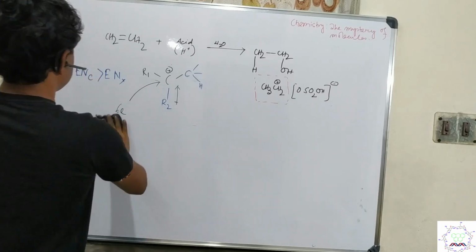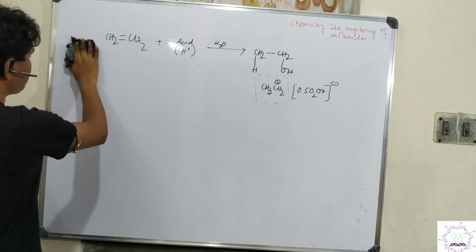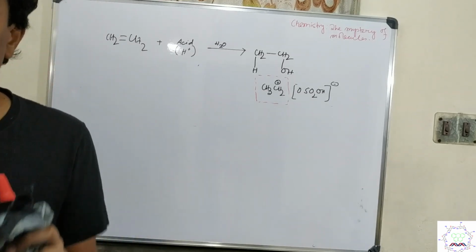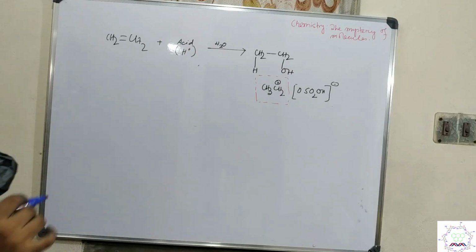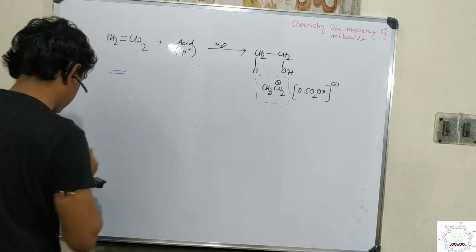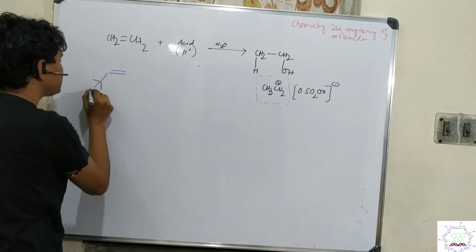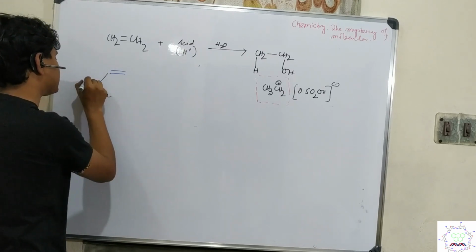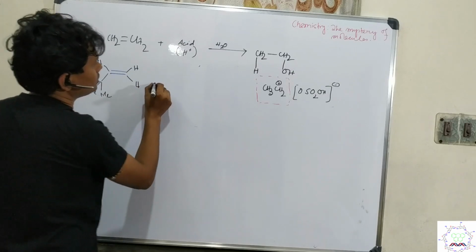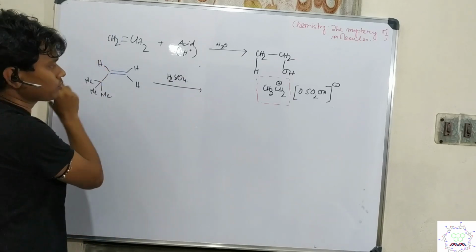Now let's discuss another property of carbocation, that is migration or rearrangement. Okay. To understand that, let's give an example. Let's take a substituted alkene, a tertiary butyl group containing alkene. This is hydrogen, this is hydrogen. And let's give H2SO4. What will happen? H2SO4 will protonate.